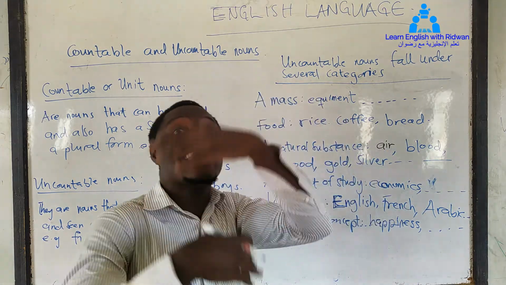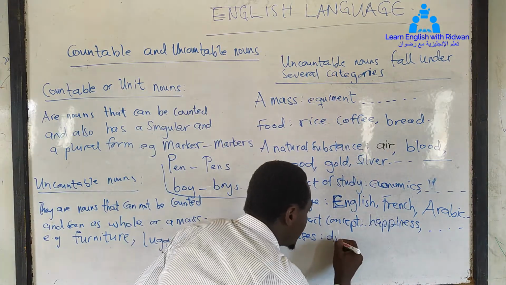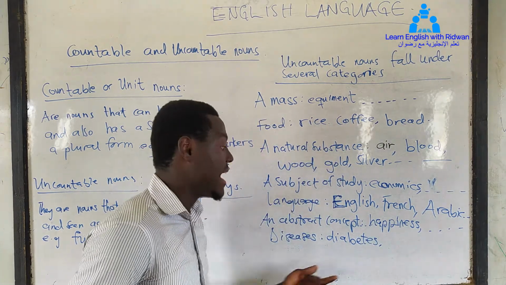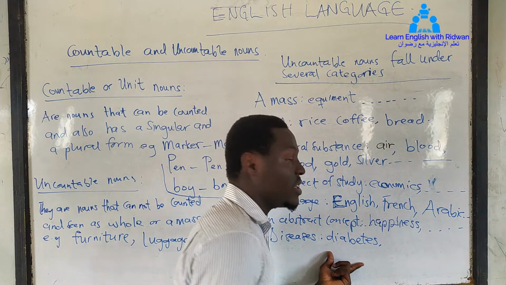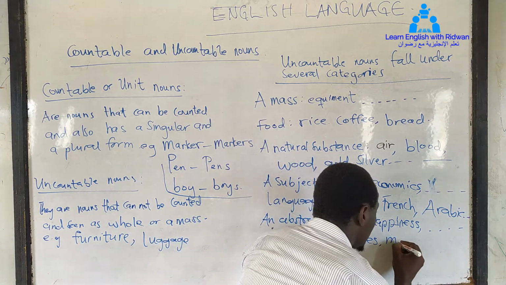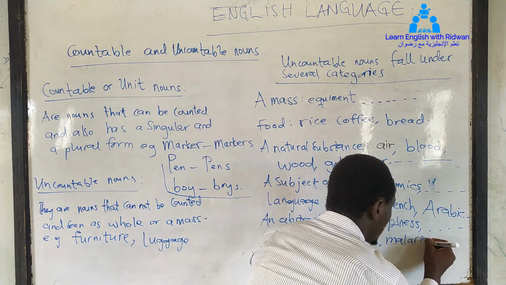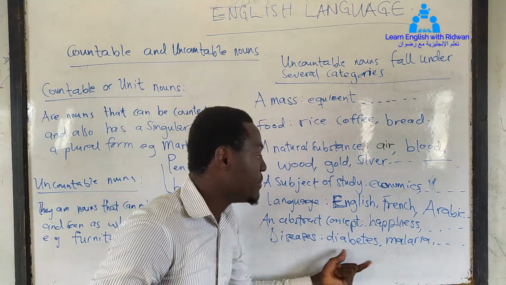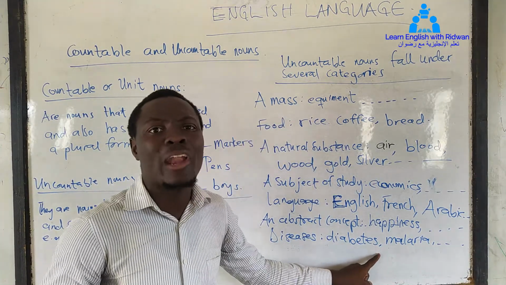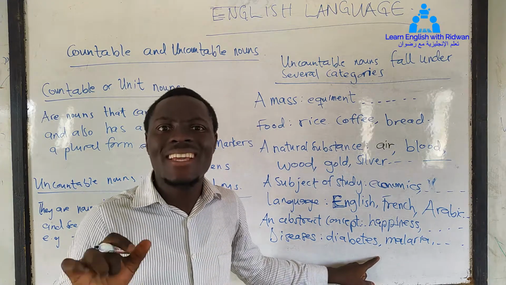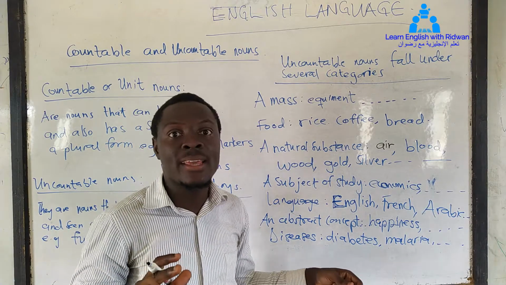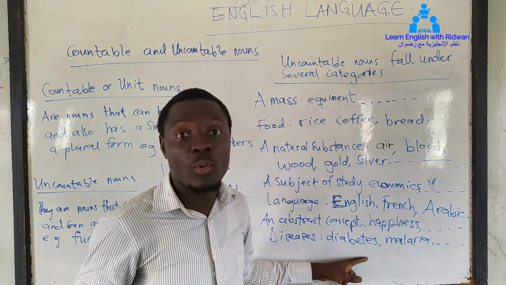So we have something like diabetes. Diabetes. We have something like what? Malaria. So you can see that we have diabetes with an S. It doesn't mean we've pluralized diabetes. The word itself is diabetes. That is why you see an S here. So don't be saying we've pluralized this, and what is the reason for plural?